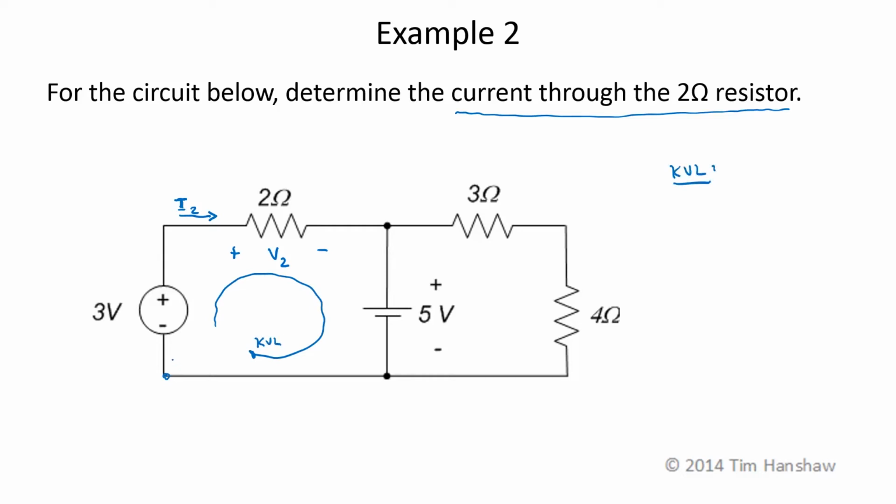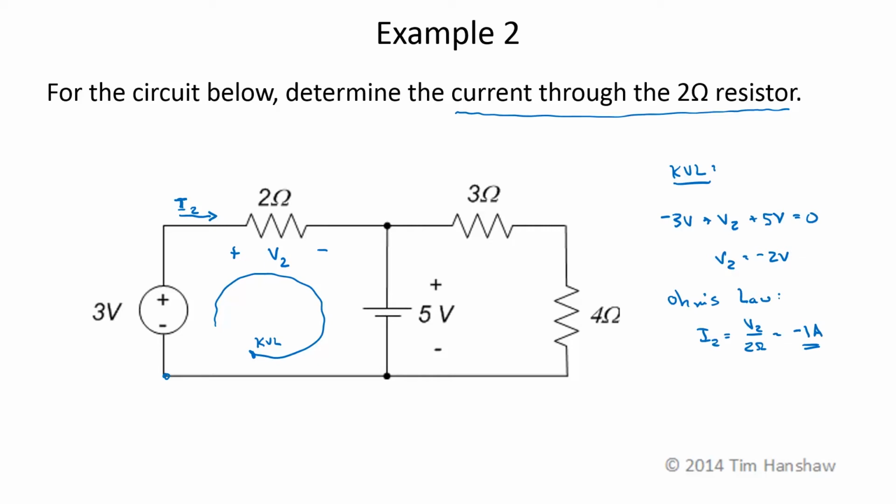So, starting down here, I see a negative terminal first on the 3-volt source, I see a positive terminal first on V2, and I see a positive terminal first on the 5-volt source. So V2 is equal to negative 2 volts, and I2, by Ohm's law, is going to be V2 over 2 ohms, which is equal to negative 1 amp. So I2 is negative 1 amp in that direction, which is a perfectly legitimate answer.